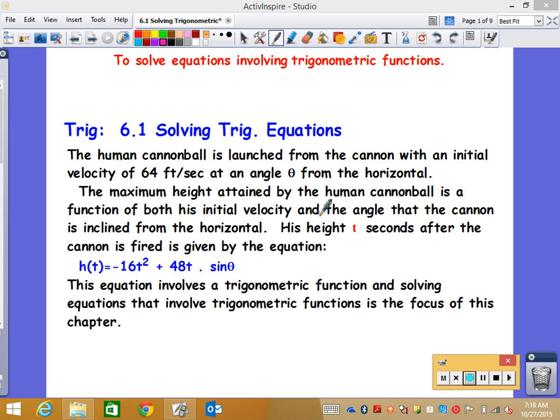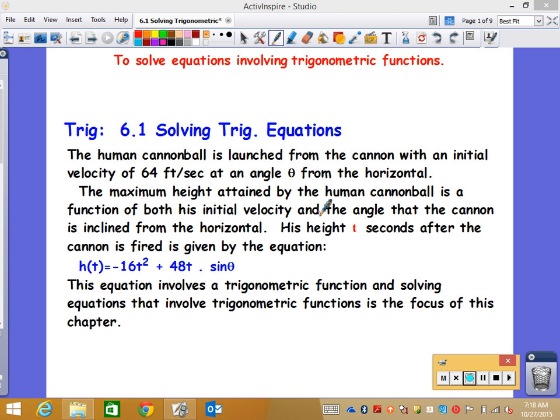Alright, today we're talking about 6.1, which is solving trig equations. This problem here is a bit of a teaser for what we are going to be seeing later on. This type of problem is a cannonball problem. However, if we want to figure out what maybe the height of this cannonball after t seconds is, we can use this equation, which we'll talk about later.